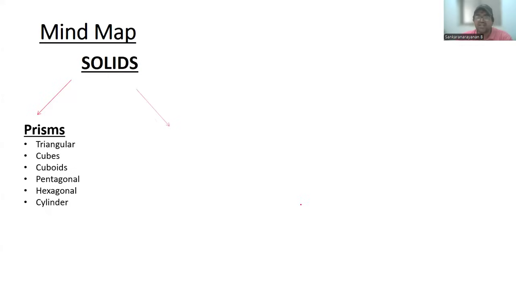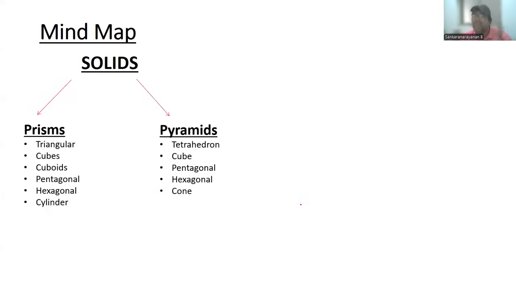Now, on the other side, we will be talking about pyramids. You are carving a pyramid out of a prism. You take the prism, you chisel off some portion, and then you get a pyramid. So I ask you to remember, when I consider pyramids, we can talk about the tetrahedron. A square pyramid you can think of. That's why I wrote it as cube itself. We call it a square pyramid.